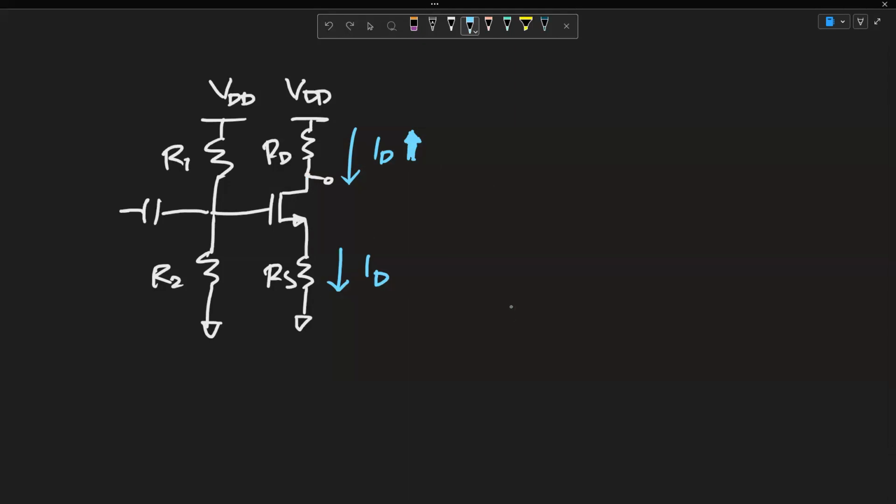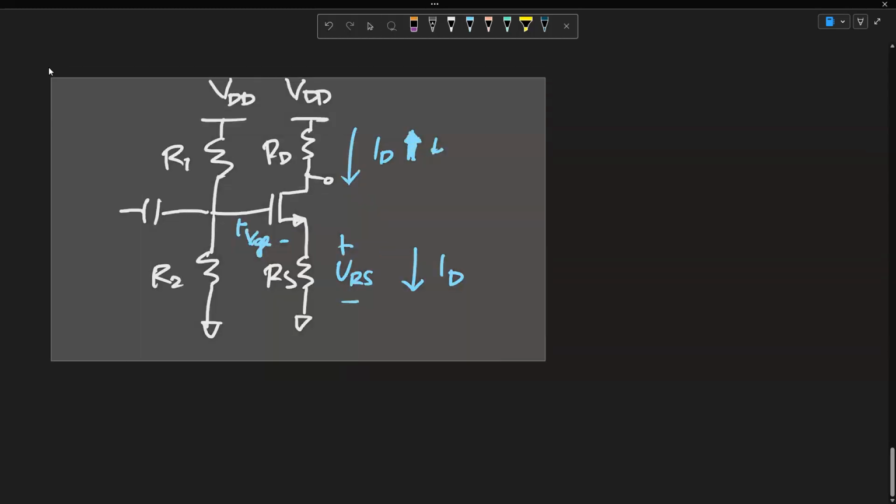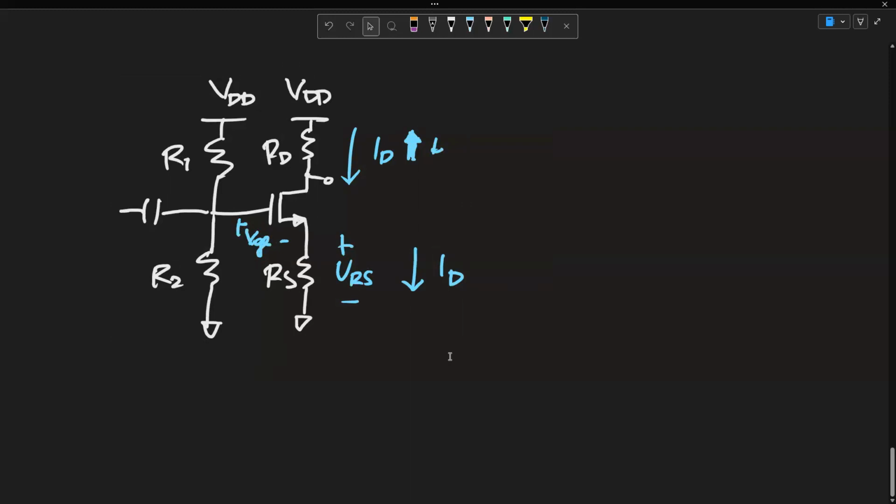And when that happens, what the ID does, no? Here is it causes a voltage drop across the RS, no? And what this voltage drop does is effectively it decreases VGS, no? Which decreases ID, right? It's a negative feedback loop, no? And that's why adding RS always makes the circuit more stable.